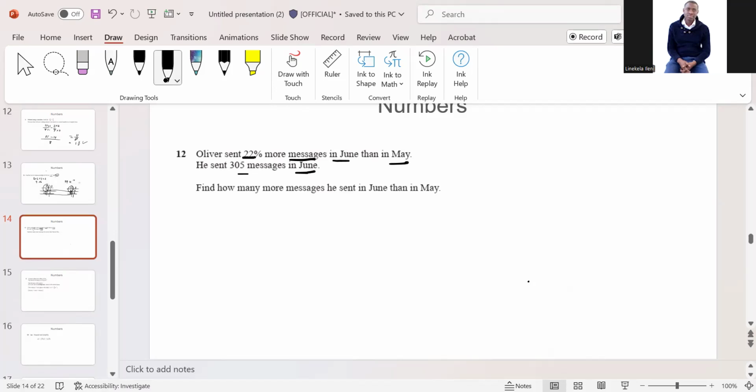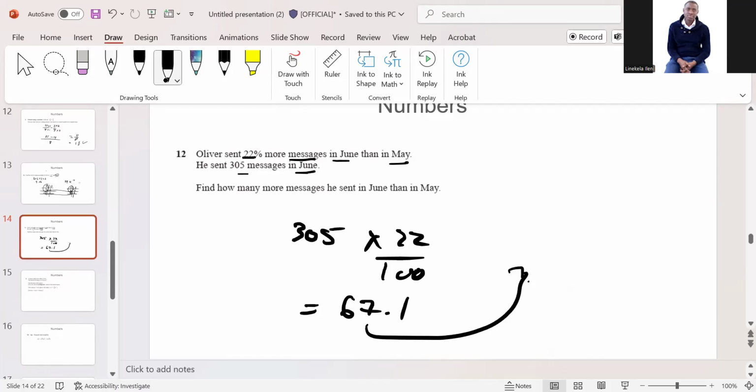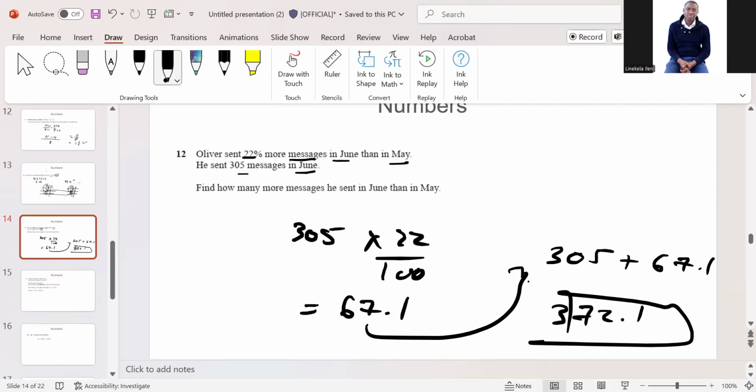So typically, many people here would have done that, which is just literally taking this and then you figure out what is 22% of this. 22% of this is 67.1. Then you take that 67.1 and then you literally add it to that. Then you'll get your answer, which is literally just 372.1. But like I said before, this was taken from my non-calculator paper. Non-calculator, you will not get values that are like that. You get values that are easier for you to work with.